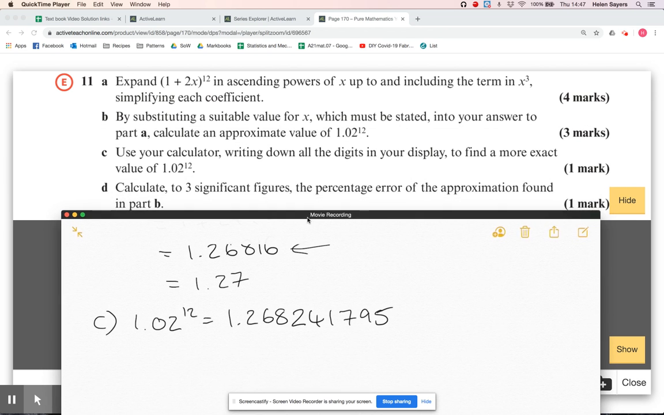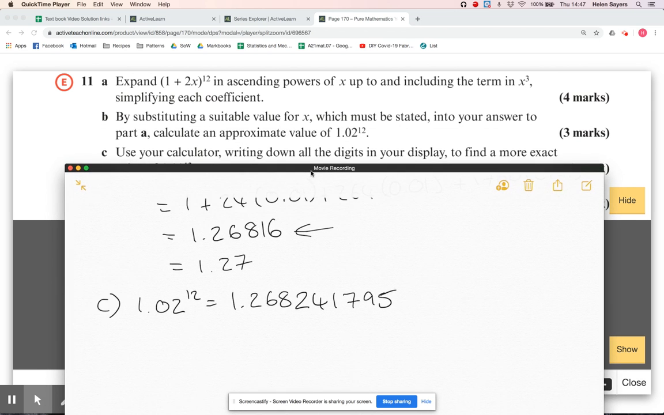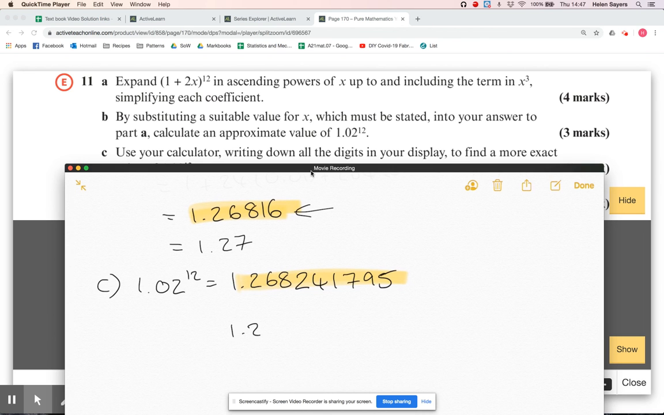Okay, and then we want the percentage error. Basically, we want the percentage error between our approximation, that value there, and what the actual answer should have been. That's going to be the difference between them, so the actual answer minus our approximation. And it should always be as a percentage of the right answer.